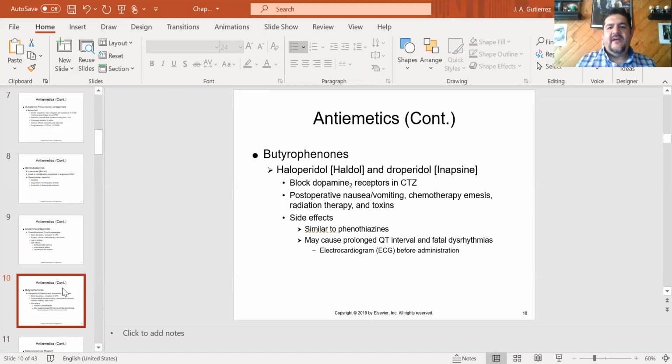Okay, also we have the butyrophenones, haloperidol, also another antipsychotic. This one is more aggressive. Haloperidol has a higher risk of EPS adverse effects. Okay, we'll continue forward.